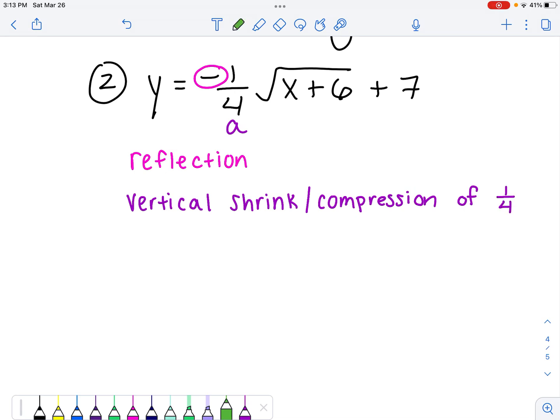Then inside our square root, we have x plus 6, and that's acting as our C value. Because it says x plus a number, it's always going to be opposite with the x motion. So we're actually going to go to the left 6. And then at the end, we have a plus 7, which means that we're going to go up 7.